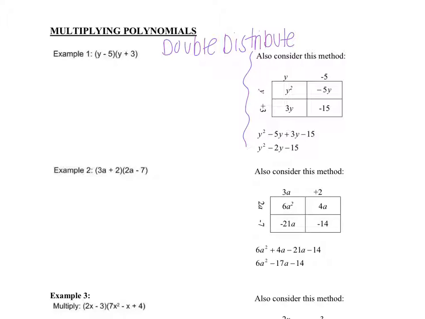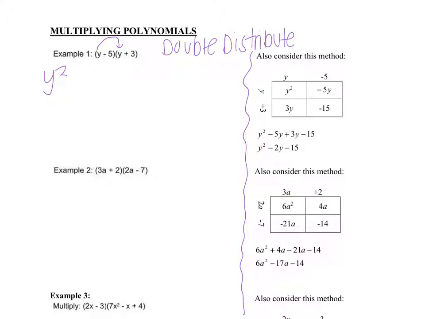I'm going to kind of ignore the method on the right-hand side. I don't love that method. I'd rather you learn how to double distribute because it's consistent throughout multiplying polynomials. So to double distribute, you take the first term in the first parentheses and multiply it by the first term in the second parentheses. So that gives me y times y, which is y squared.